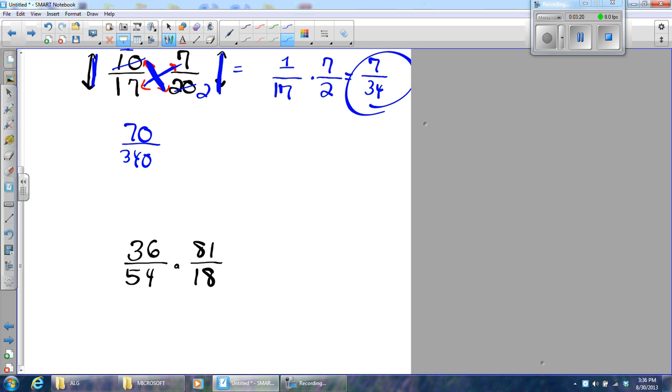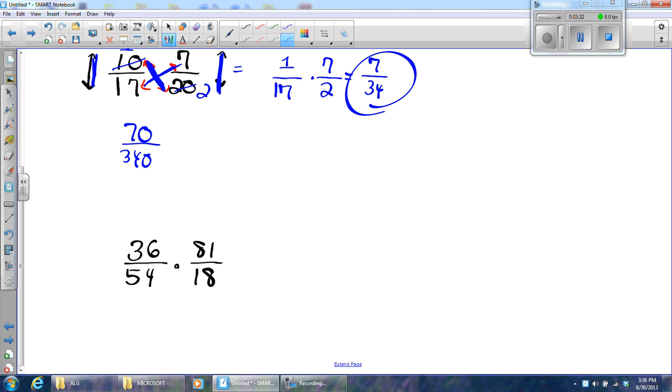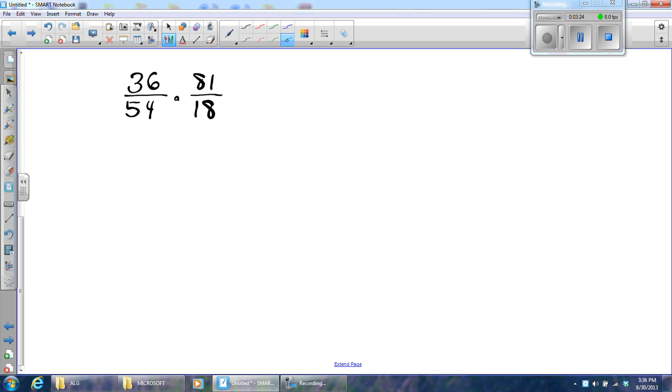Let me get rid of this shade. And remember, I'm going to look to simplify this four different ways. I'm going to look this way. I'm going to look this way. And I'm going to look diagonally both ways. I don't have to do any one first. I can do the one I see first.